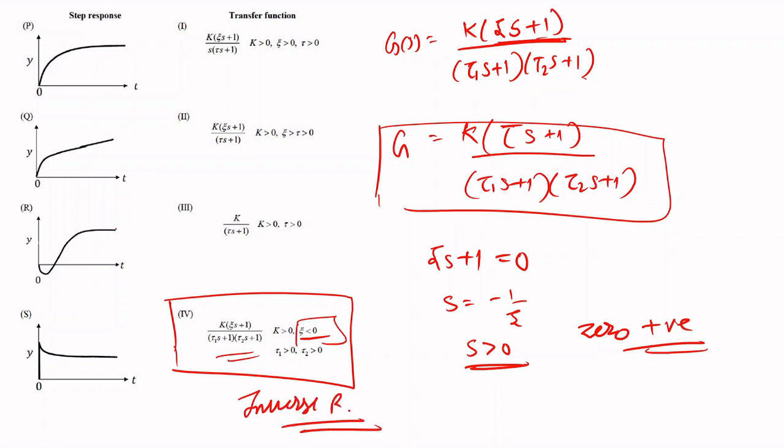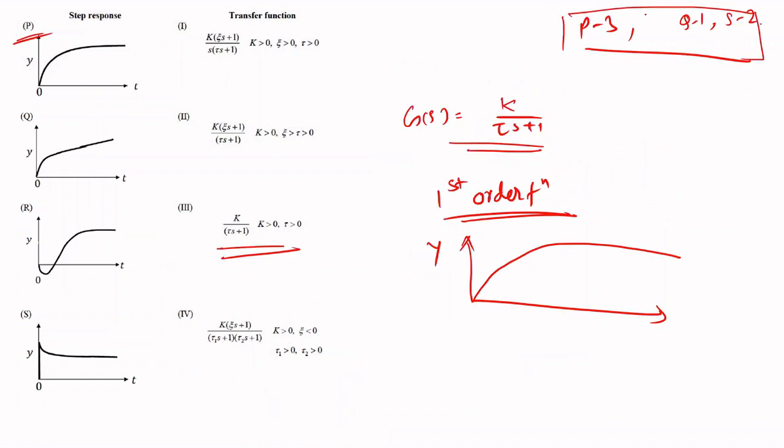Now from the given plot, corresponding to this option R, we can see that initially the output is negative and then it will eventually reach a steady state at a positive value. That is, this is our inverse response. So corresponding to this option 4, we have this plot of R. So R will correspond to this 4. Over here we can just write R is equal to 4.